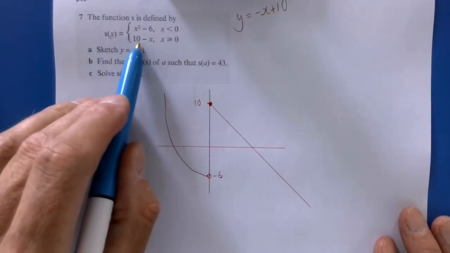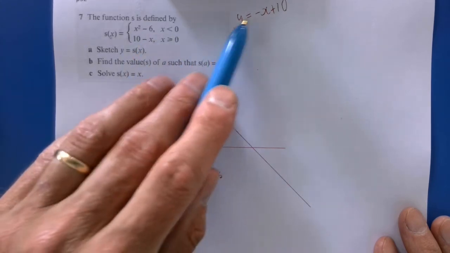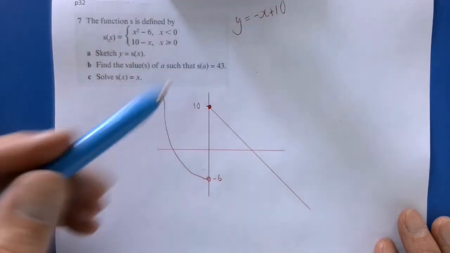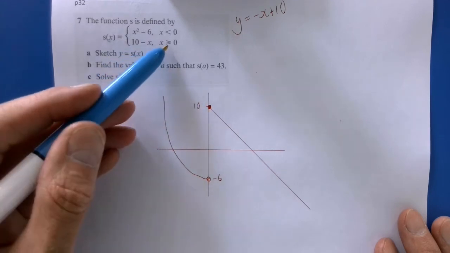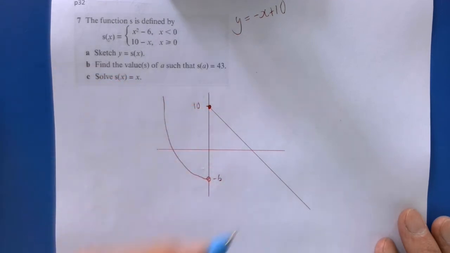Okay, so this line here goes through 10 on the y-axis, has a gradient of -1, so it would look like that. And of course it would carry on up here, except we're saying that x is only bigger than or equal to 0. So solid dot there, and it goes down there.